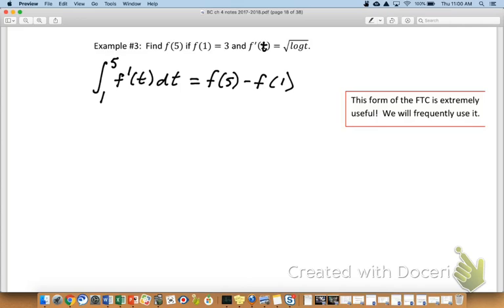Can I just do a what? No, that's what I was talking about earlier. Good luck finding the antiderivative of root log t. We'll get back to you in a week. I bet there probably is a closed form antiderivative, but I also bet it's way more complicated than you imagine.